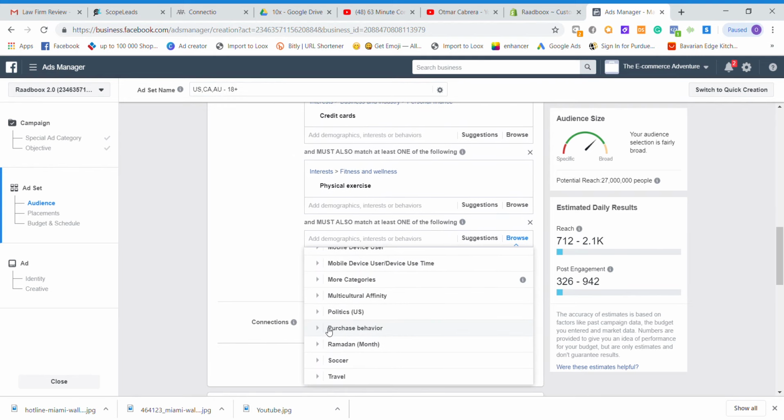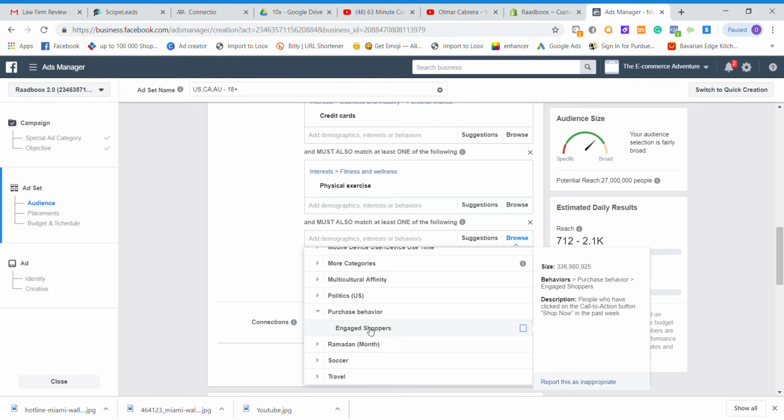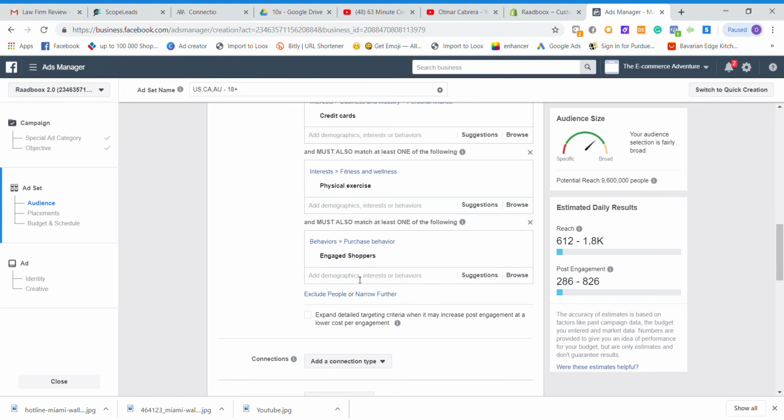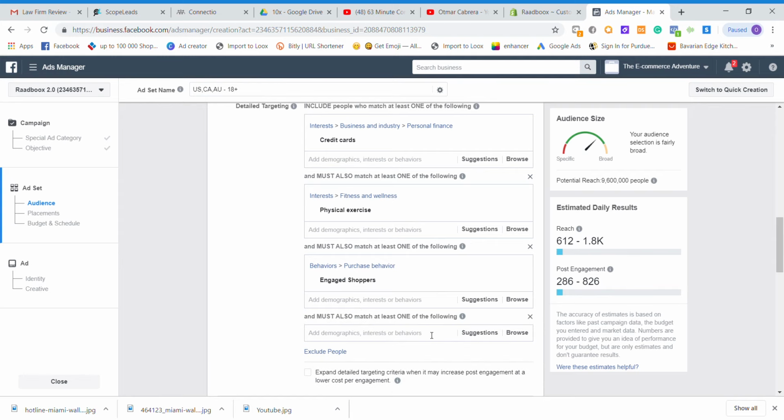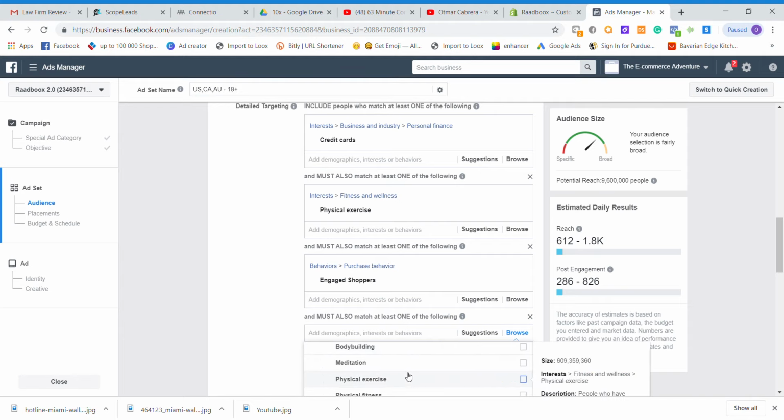You can target purchase behavior, like engaged shoppers. I can literally target that one. Now I'm down to 9 million. So now I'm targeting credit card people who are also into physical exercise and who are also engaged in shopping. Do you guys see where I'm going here? And if I really wanted to, I can do it again, right? I can go into the interests. Okay, now obviously they're going to be in fitness and wellness. And then I already did physical exercise. I can do running, right?